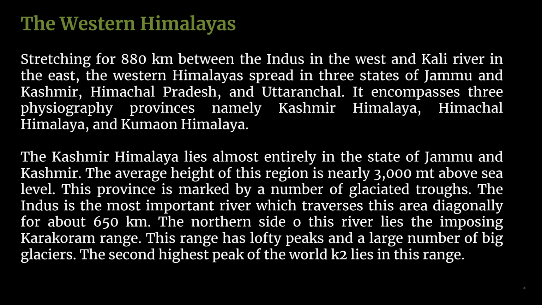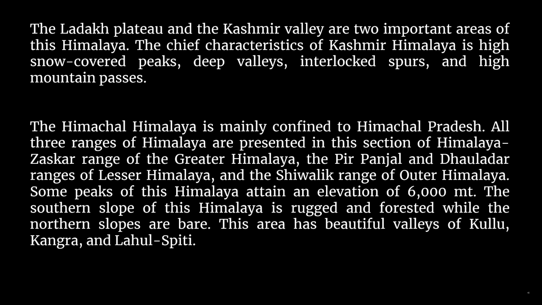This province is marked by a number of glaciated troughs. The Indus is the most important river which traverses this area diagonally for about 650 km. On the northern side of this river lies the imposing Karakoram range. This range has lofty peaks and a large number of big glaciers. The second highest peak of the world, K2, lies in this range. The Ladakh Plateau and the Kashmir Valley are two important areas of this Himalaya. The chief characteristics of Kashmir Himalaya are high snow-covered peaks, deep valleys, interlocked spurs, and high mountain passes.